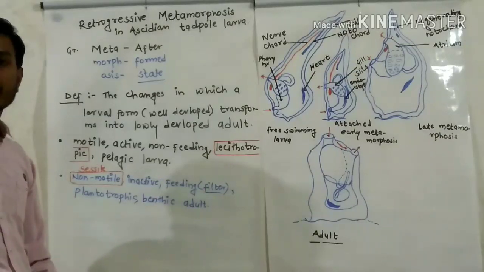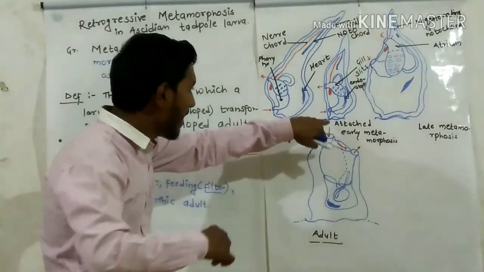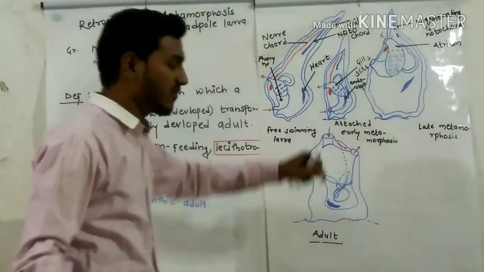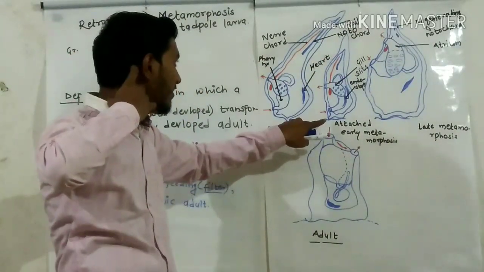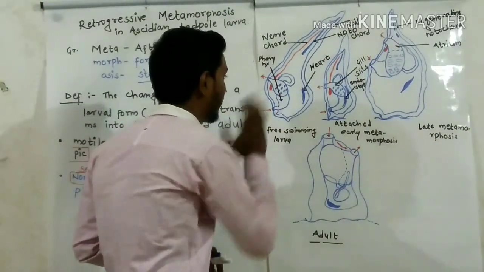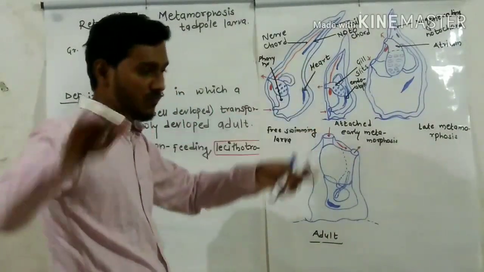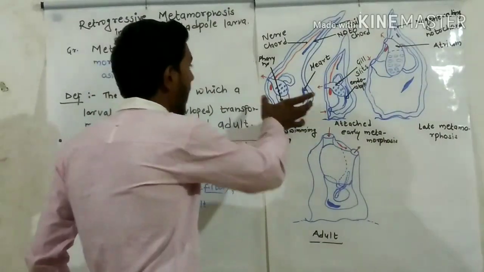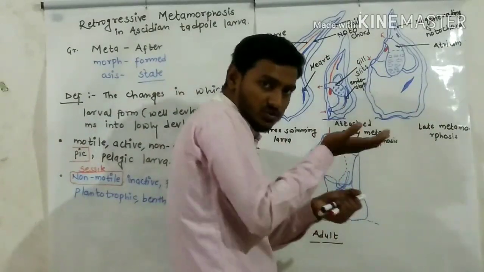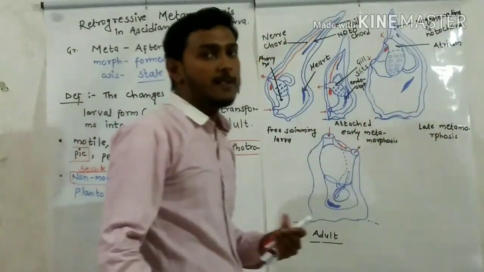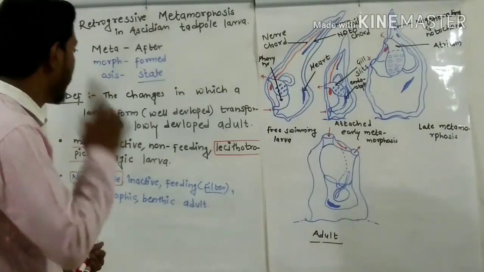Now how does it get attached? As it was a free swimming larva, it gets attached inverted, meaning its mouth goes downward and its tail comes upwards. In this manner it gets attached. You can see here it has the mouth and the pharynx. It is swimming in the water, and now it becomes attached invertedly, its mouth attached to the substratum and the tail towards the upwards.